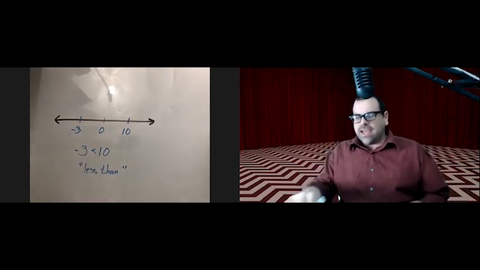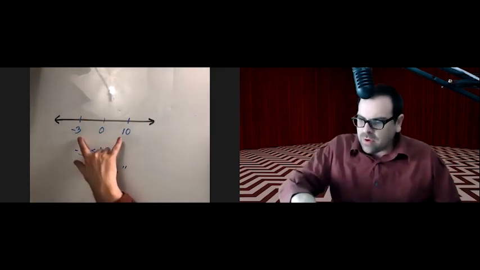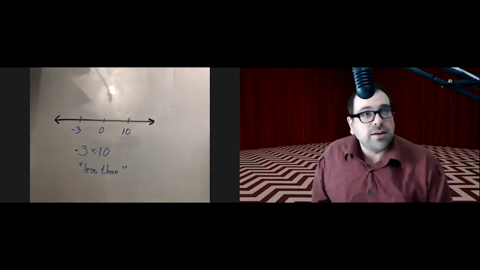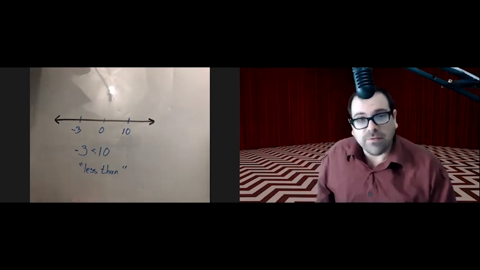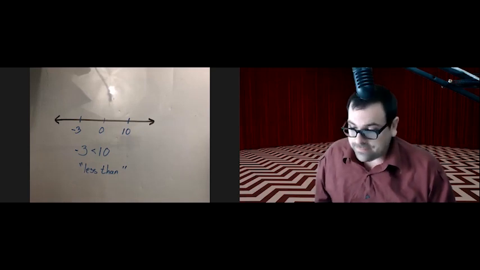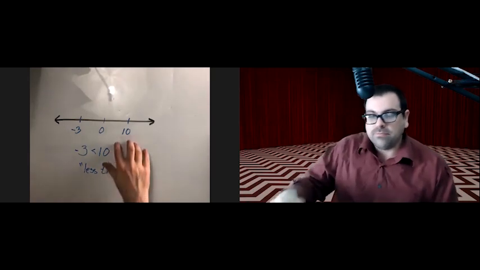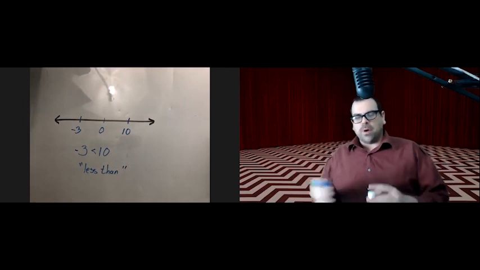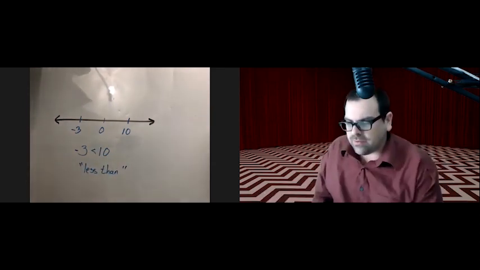If I change that to -3 and put a 0 in between to represent -3 and +10 on the number line, since -3 comes before 10, since -3 is to the left of 10, we can say -3 is less than 10. All negative numbers would be less than all positive numbers. So any negative would be less than any positive because all negatives are located to the left of all positives.